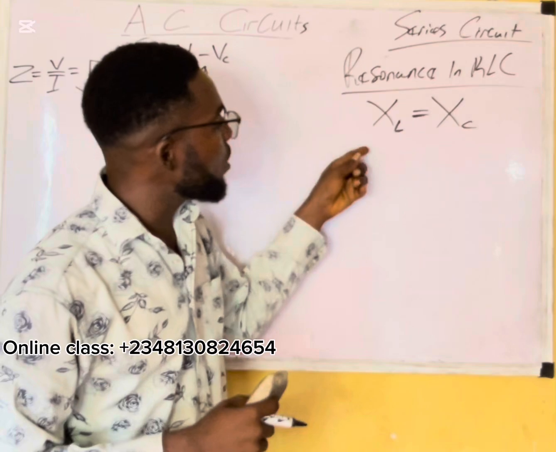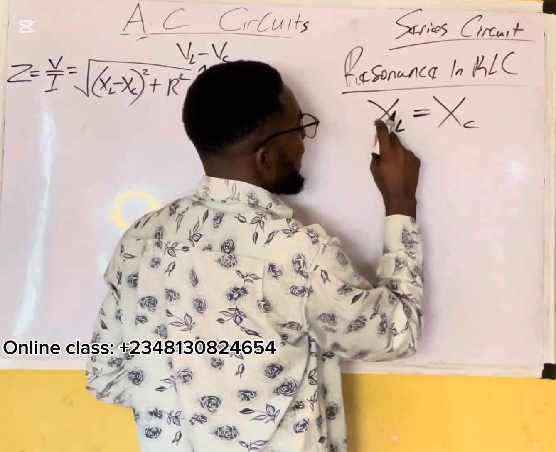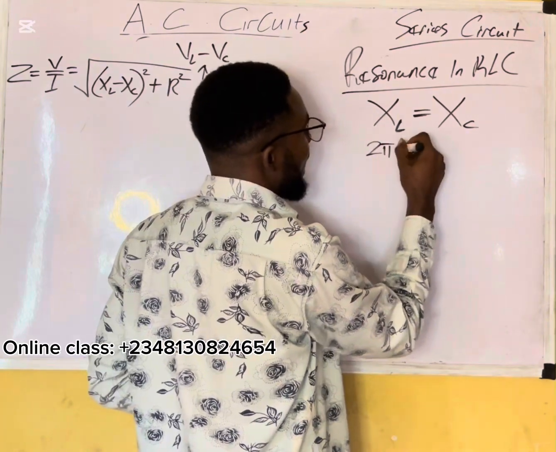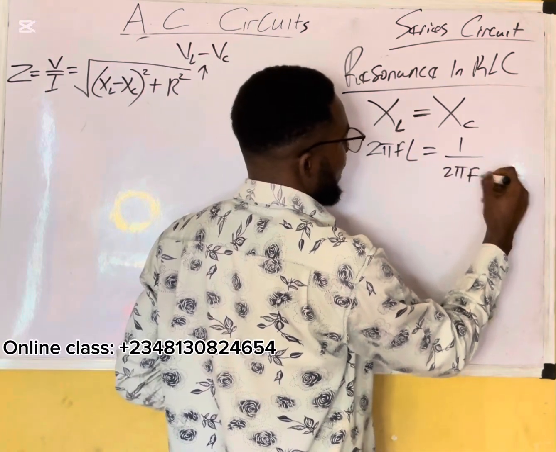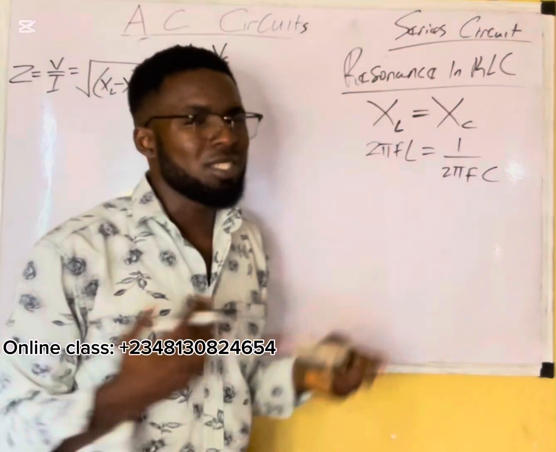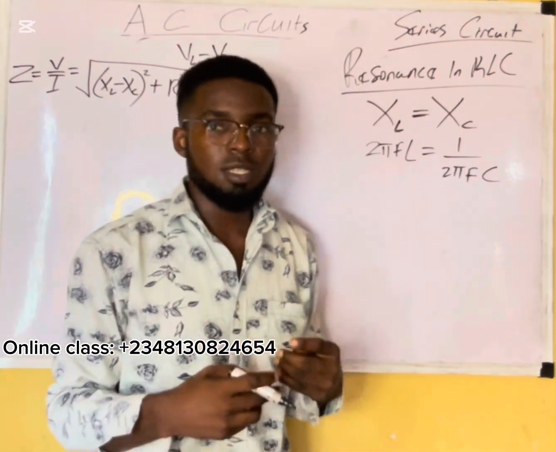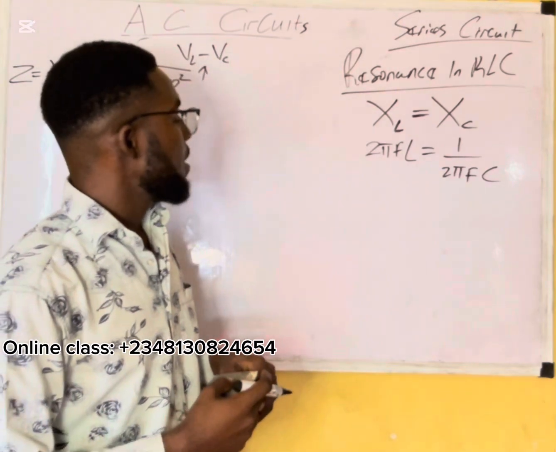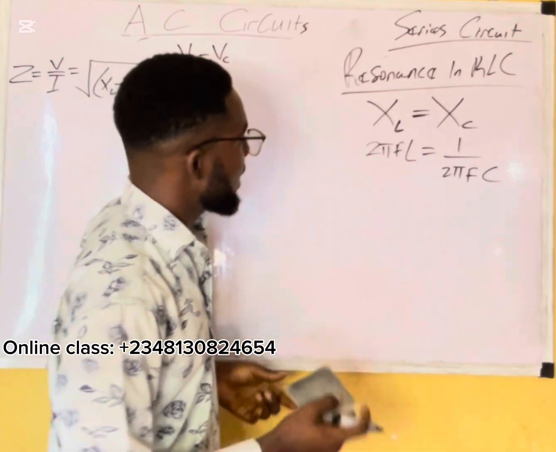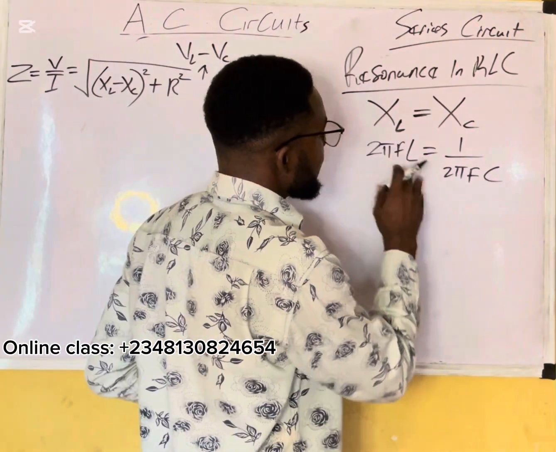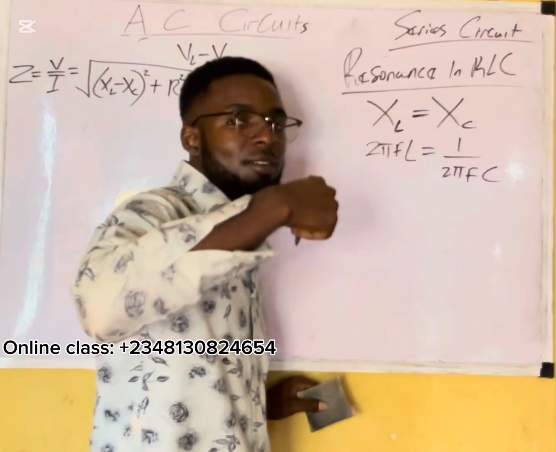The frequency at which it occurs is known as the resonant frequency. The inductive reactance is 2 pi FL, which is equal to 1 over 2 pi FC. We have done this in our previous class. You can always check it and go back to your studies. Now, if this is true, at what frequency does resonance occur? It occurs at the resonant frequency.